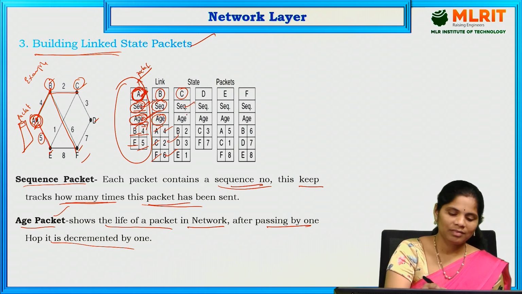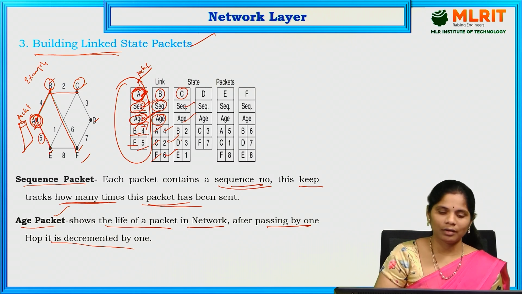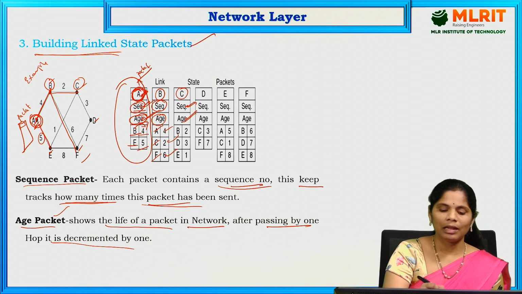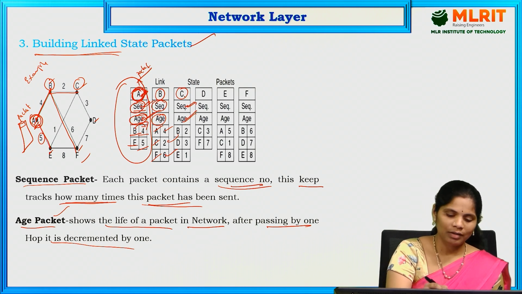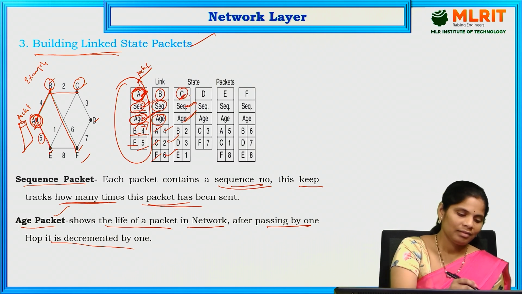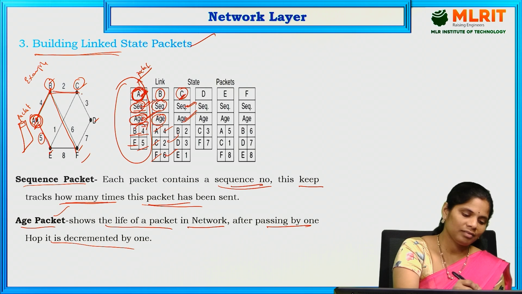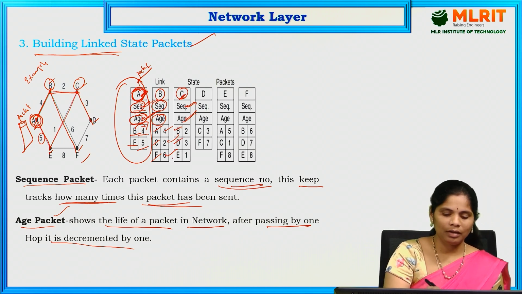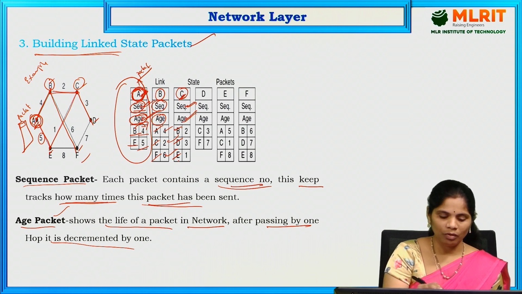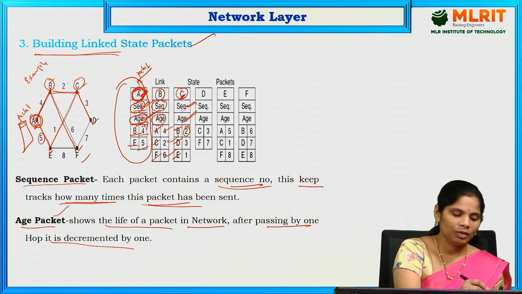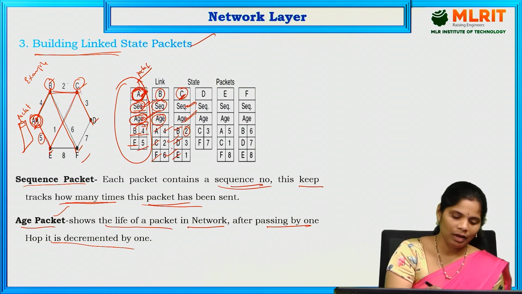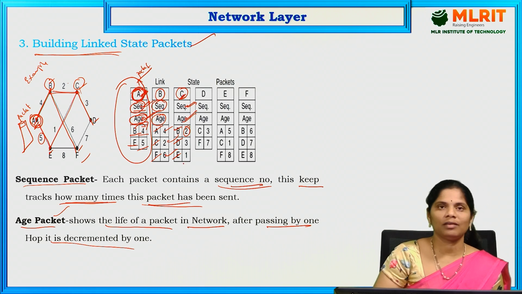So sequence and age is there for each and every packet. That is talking about the sequence number and the life of the packet. And next, what are the neighbors of this particular C? C's neighbors are B, D and E. So C to B is 2, C to D is 3 and C to E is 1. That is the distance.